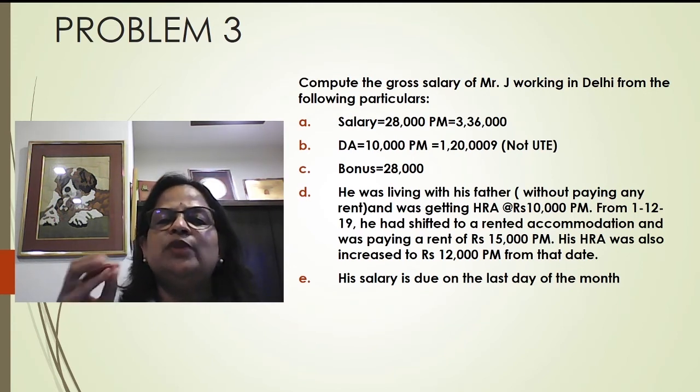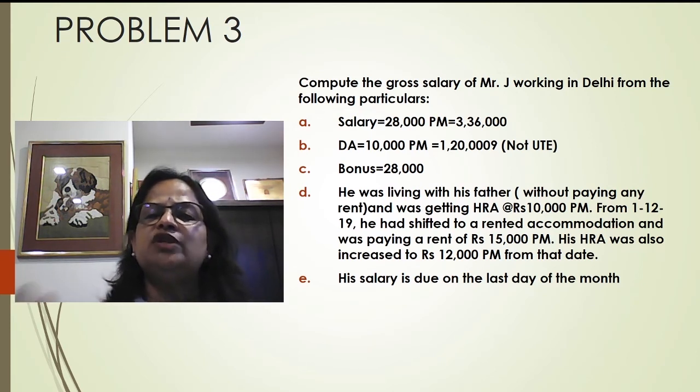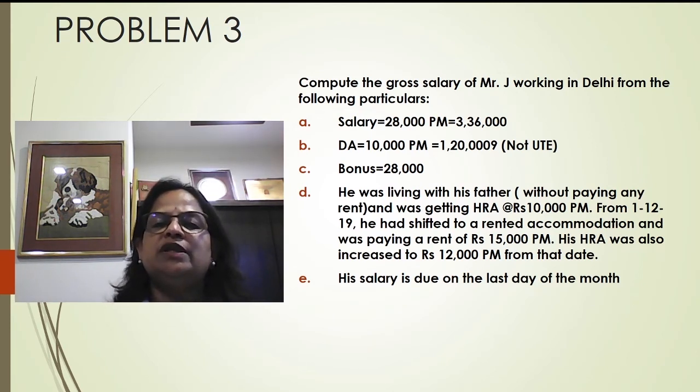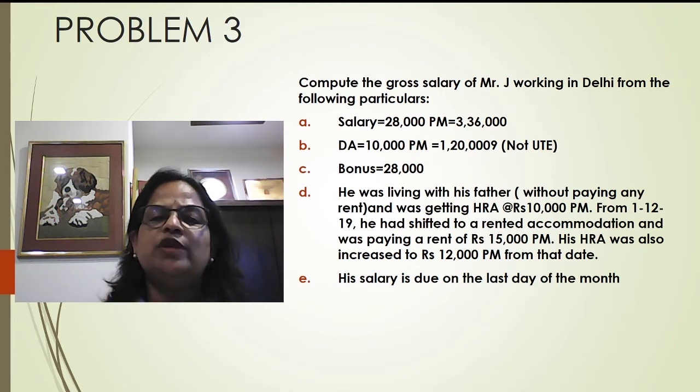So salary 28,000 per month, 3,36,000. DA 10,000 per month, 1,20,000. Now it's not entering under the terms of employment. It's not entering into retirement benefits. Now bonus is 28,000.